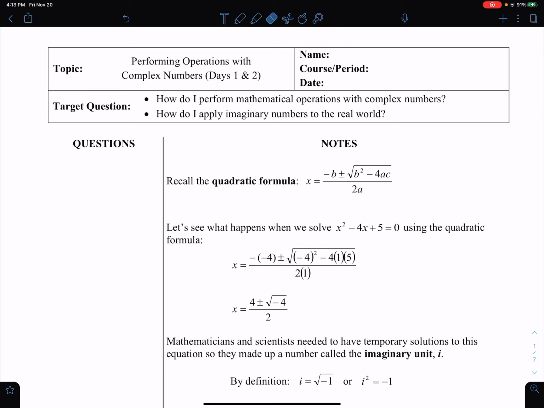Hey, what's up, friends? Today we're going to talk about our first day of operations with complex numbers. And just as background information, why do we care about complex numbers? How do they fit into our progression? All that good stuff. We just have some random quadratic formula work here.